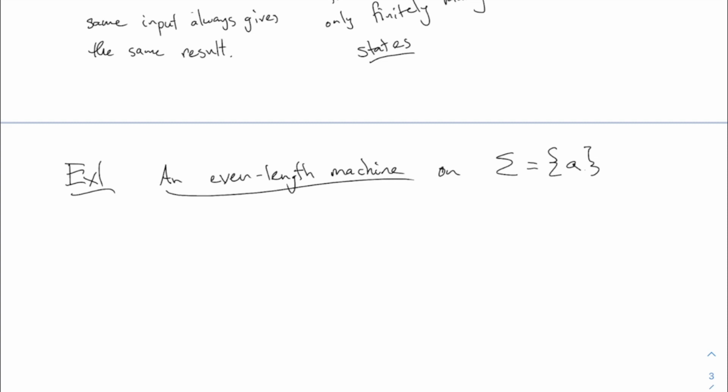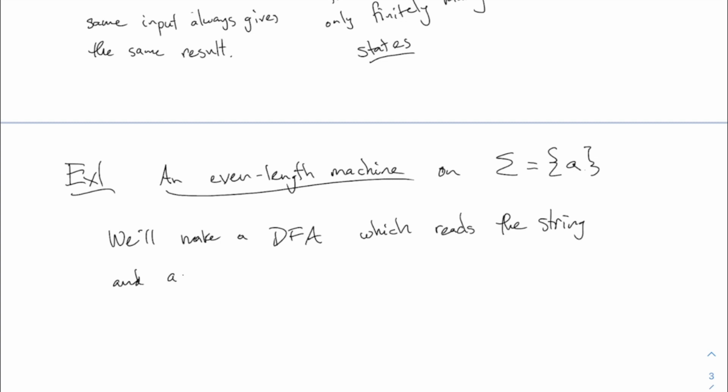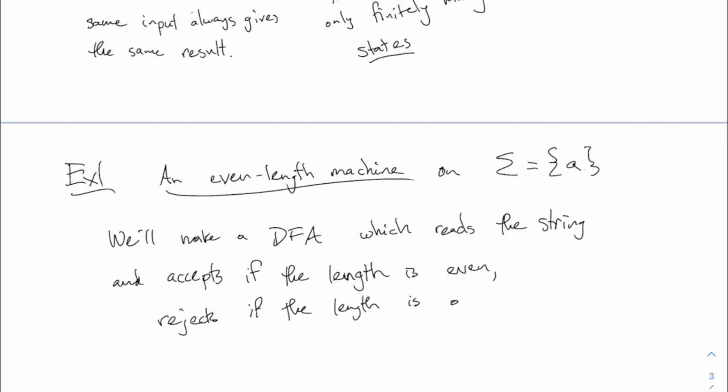And so we'll make a DFA, which, remember, the purpose of a DFA is to read a string and either accept or reject. And this particular DFA, I want to make it so that it reads the string and accepts if the length is even, and rejects if the length is odd. All right.